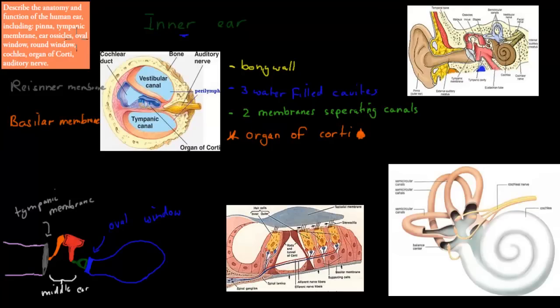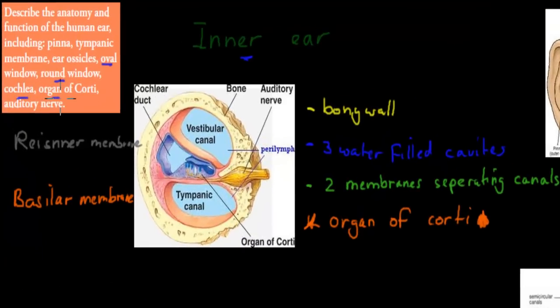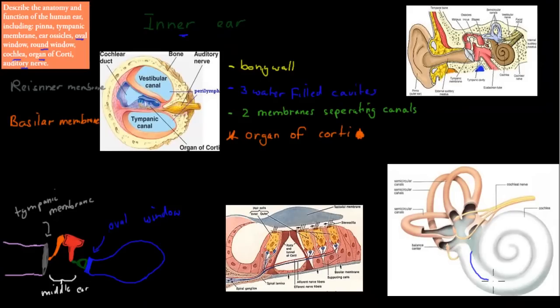So we need to talk about the oval window, the round window, the cochlea, the organ of Corti, and the auditory nerve. All of these are part of the inner ear. So first of all, what is the cochlea? The cochlea, you can see, looks a bit like a snail. It's got a snail shape.